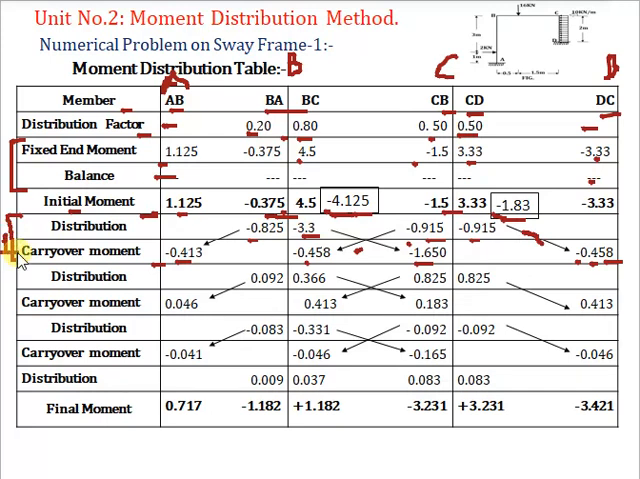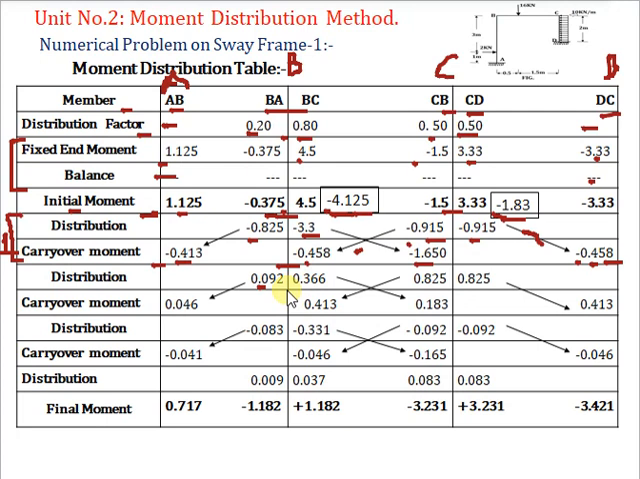Likewise let's carry out the iteration process. Now at joint B the moment is minus 0.458. That means there is no balance moment at joint B from the far end. To make it balance we have to add plus 0.458 moment. So take that as a correcting moment, only with a positive sign. That correcting moment into the distribution factor 0.20 gives 0.092.